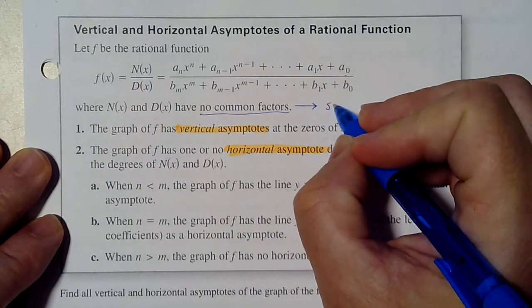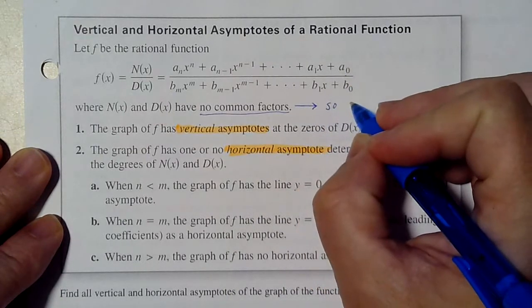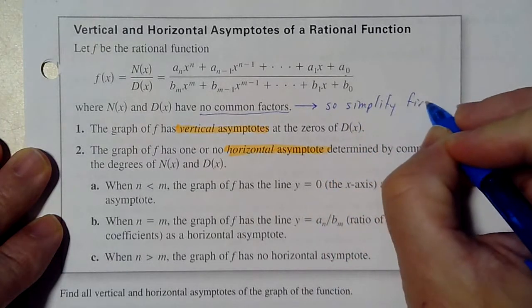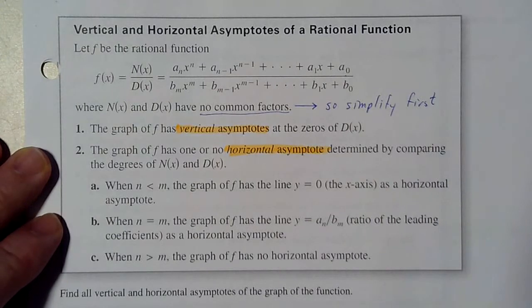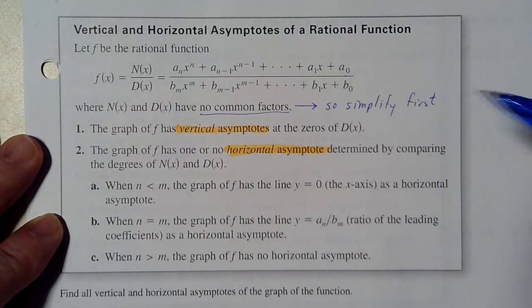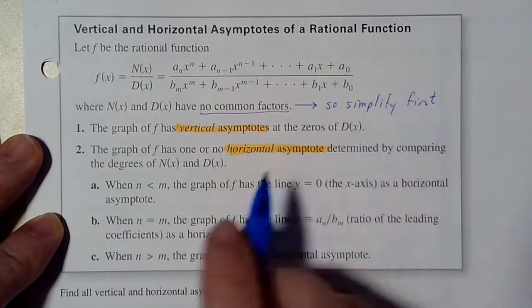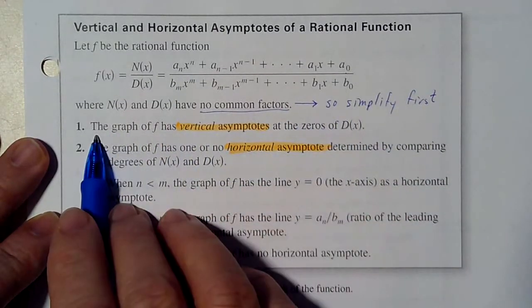If it says no common factors, it's your job to make sure you have simplified out the common factors. So I want you to make note here. This means we need to simplify first. Now those skills we did in section A.4 are what you're going to use right here. Simplify the rational function first, okay? After we do that, then we can move on to step 1.